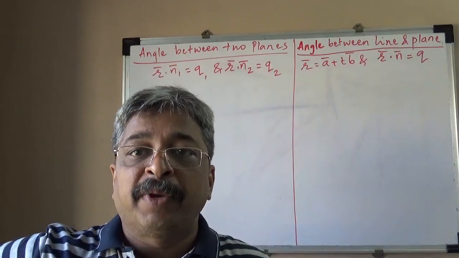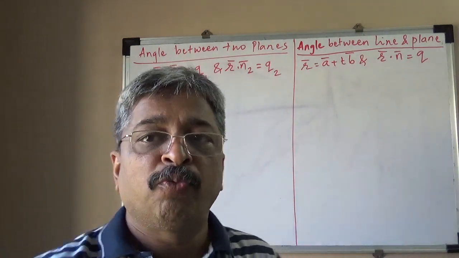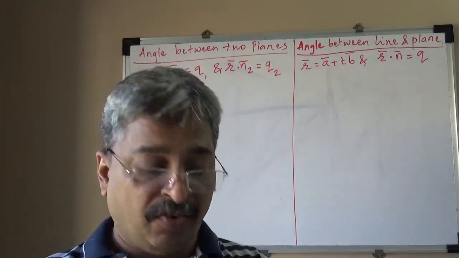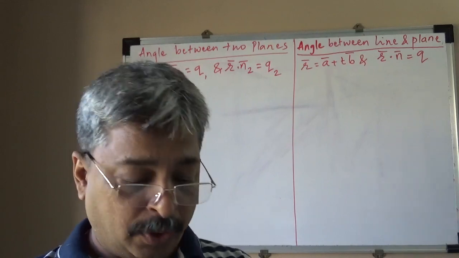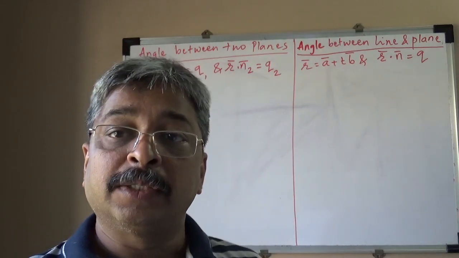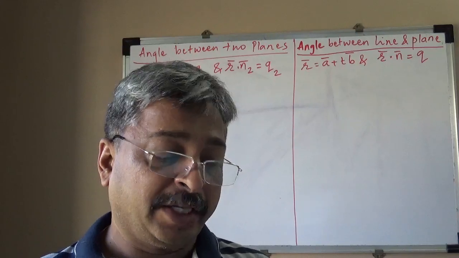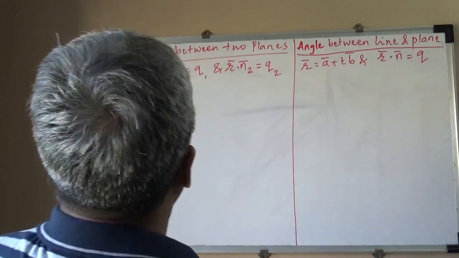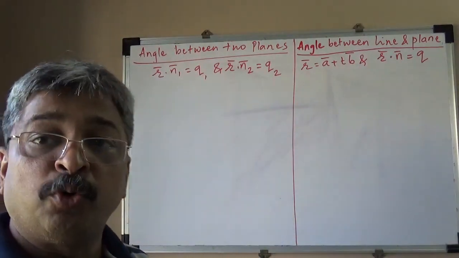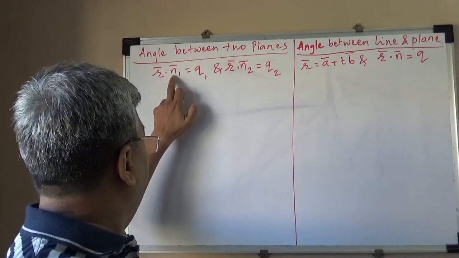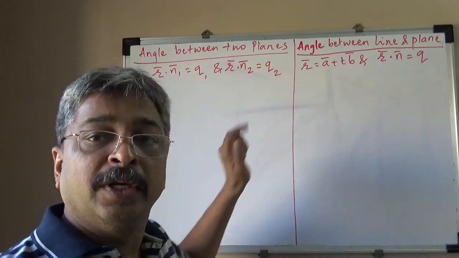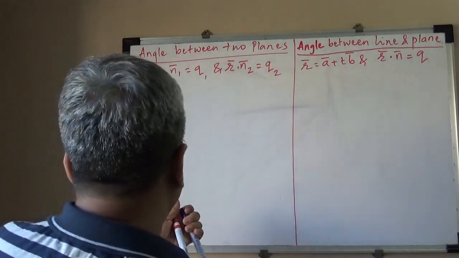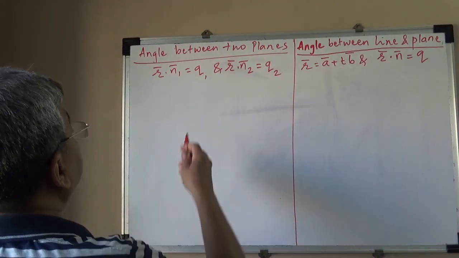Okay, this is lecture number 8. Last lecture we found the equation of a plane in normal form, and then the equation of a plane passing through a given point and coaxial with two given planes. Today, if two planes r dot n1 is equal to q1 and r dot n2 is equal to q2 are given, we will find the angle between these two planes.